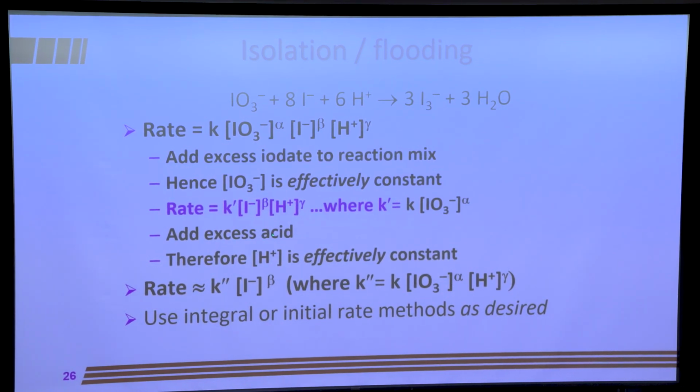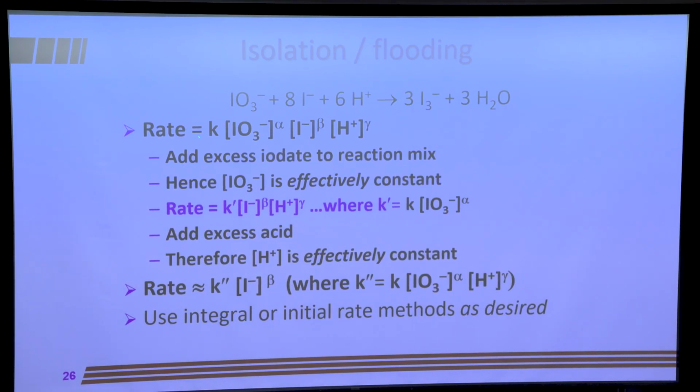And then we add excess acid, so we have loads of H plus, and therefore H plus is effectively constant, right? And the rate is then approximately equal to K double prime times the concentration of I minus to the beta, where K double prime is equal to the true rate constant for the reaction times the initial concentration of IO3 minus to the alpha times the initial concentration of H plus to the gamma, okay? And then what you do is you do a series of experiments where you have just a small amount of I minus, but it will vary from one experiment to the next.